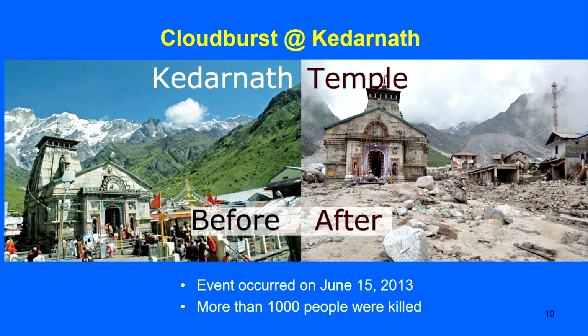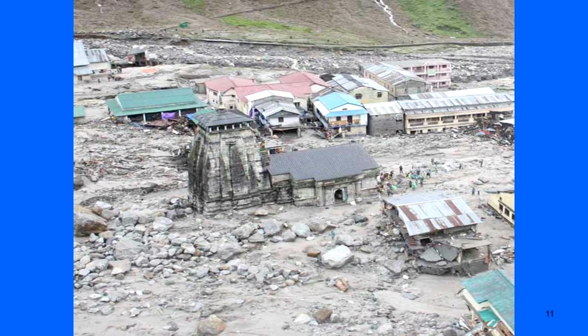Another example of the cloudburst. This was an unfortunate event, but the question was whether similar events occurred in the past or not. The answer is yes, because if one looks at the deposits, one can identify that similar events were there in the past also. But unfortunately, without proper understanding, constructions were allowed in this area, and that resulted in the disaster. This was in 2013.